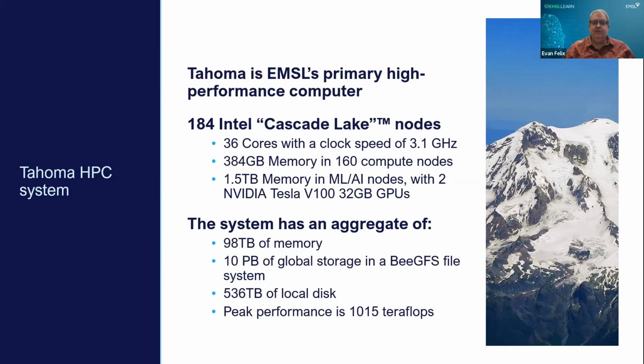All right, Tahoma is our primary high-performance supercomputer. It consists of 184 Cascade Lake nodes, each with 36 cores, 3.1 gigahertz with 384 gigabytes of memory in them. 164 of those are compute nodes, and 24 of those are what we call ML and AI nodes with 2 Tesla V100s in them with 1.5 terabytes of memory. So that gives us an aggregate of 98 terabytes of memory with 10 petabytes of global storage in a BeeGFS file system and 536 terabytes of local disk with a peak performance of just over a petaflop.